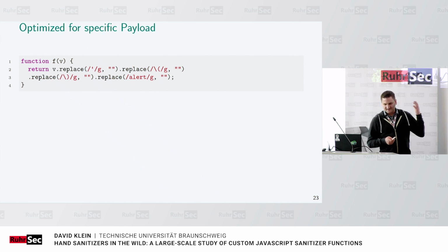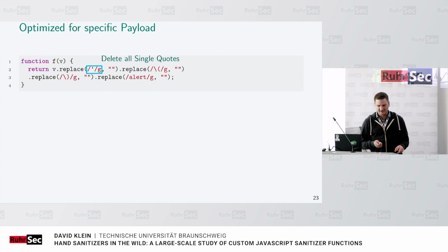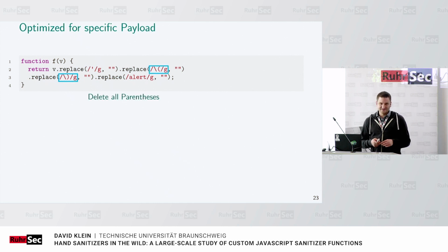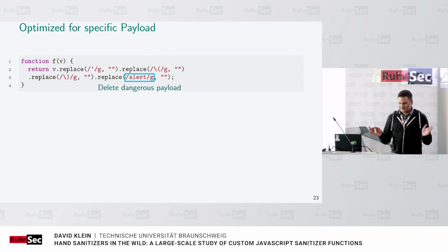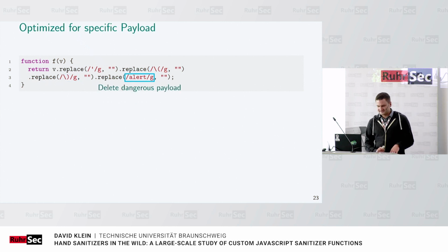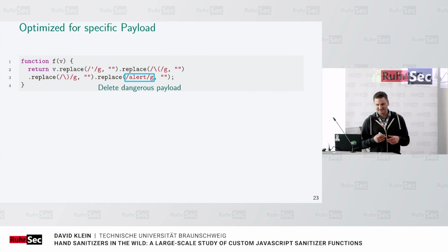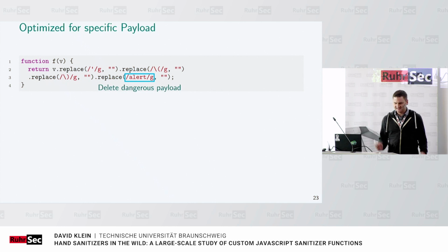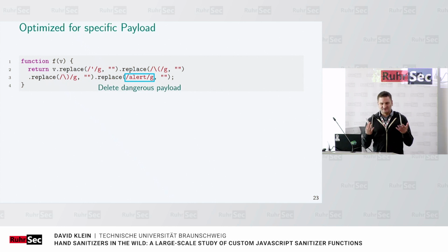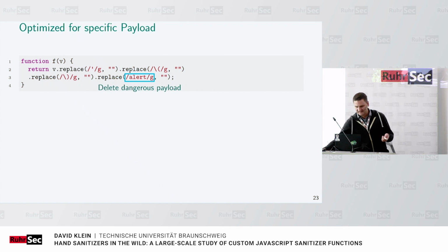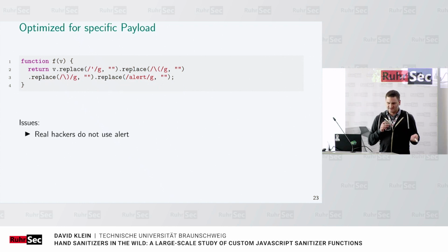What the person here does is first delete all single quotes, okay. Then delete all parentheses, that's reasonable. And then the most dangerous payload you can execute is also deleted. It's probably a person who has no idea about security, got a bug report saying this proof of concept exploits the website, fix it please, and had no idea what was actually happening or why this is an issue. And the first thing is, real hackers don't use alert. You can use confirm.